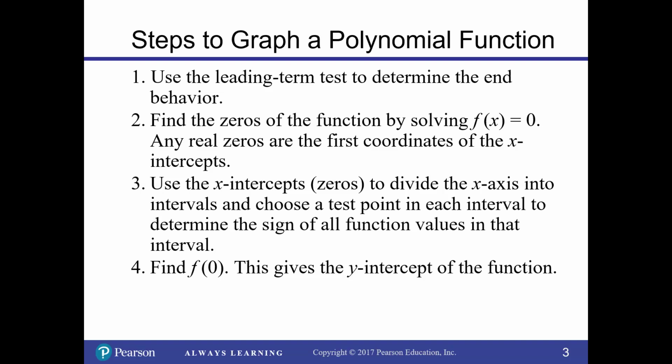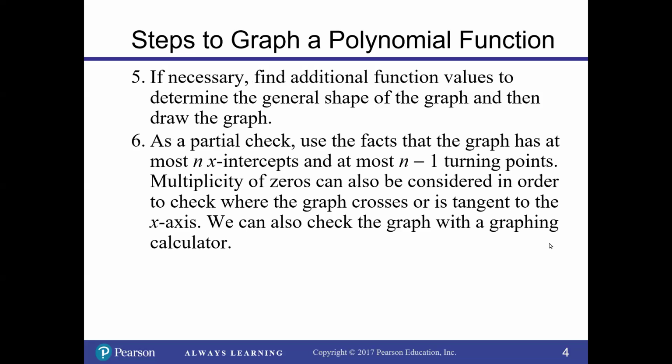And then you can use a test point to figure out if it's going to be above the x-axis or below the x-axis. And then we'll find f of 0, because that's going to give us the y-intercept. If necessary, we're going to find additional function values to determine the general shape of the graph and then draw the graph. So we might find a few other points to get a better idea of what the graph is doing. And as a partial check, we're going to use the facts that the graph has at most, if it's degree n, n x-intercepts, and at most n minus 1 turning points.